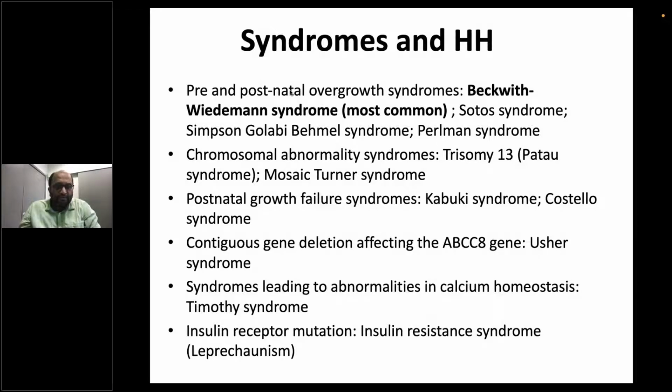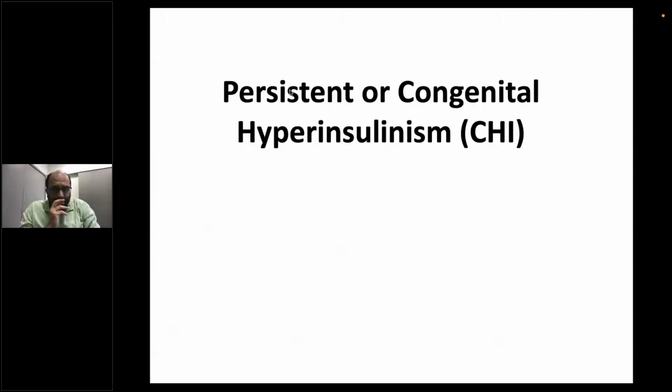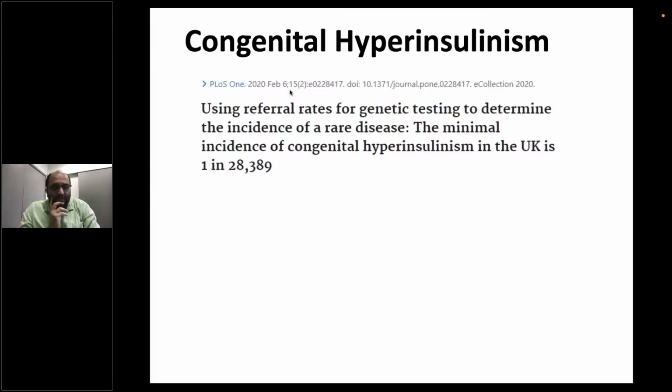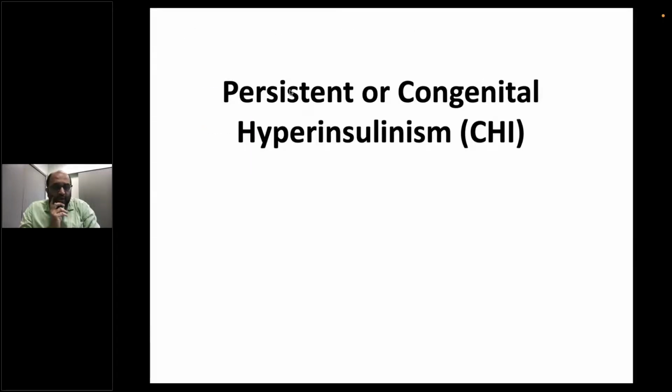There are other syndromes as well, like Mosaic-Turner syndrome, trisomy 13, Kabuki syndrome, Costello syndrome. So there can be several other syndromes that have been reported to cause hyperinsulinic hypoglycemia. Next slide. So when we talk about persistent or congenital hyperinsulinism, there are genetic mutations which are known to cause it. Next slide.